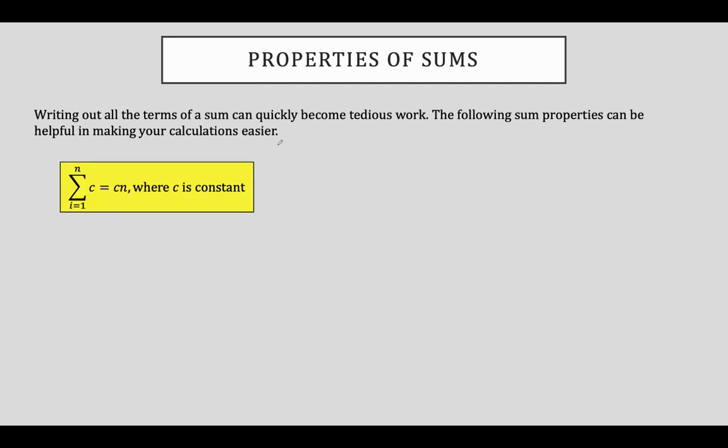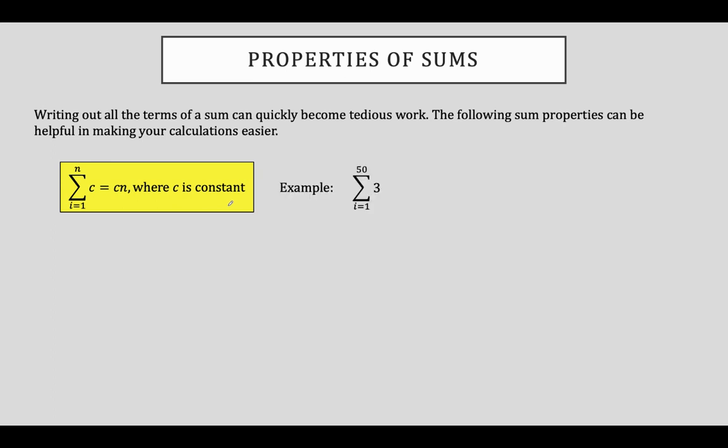Here's our first sum property. We have the sum from i equals 1 to n of c is equal to c times n, where c is a constant. In other words, we are taking the sum of a constant, meaning that every single term in that series is going to be that same constant c.